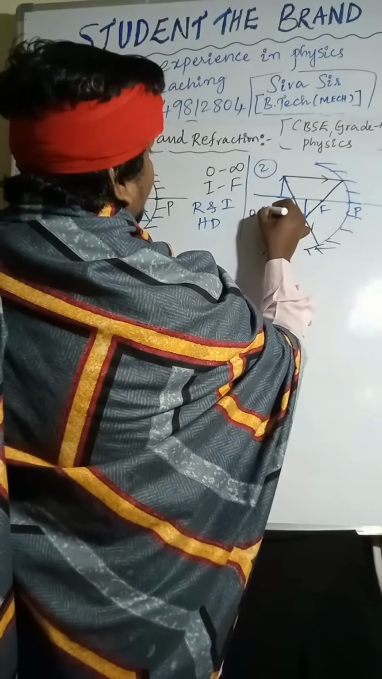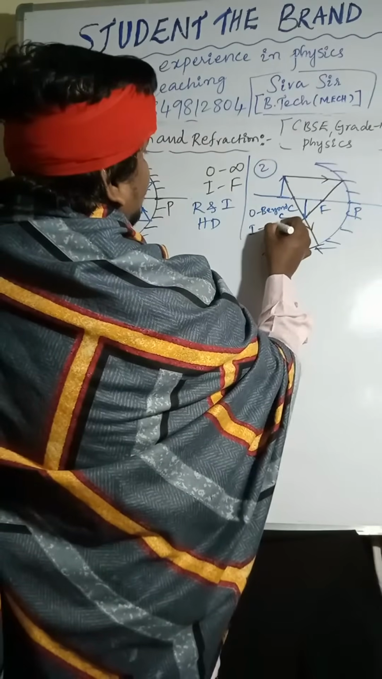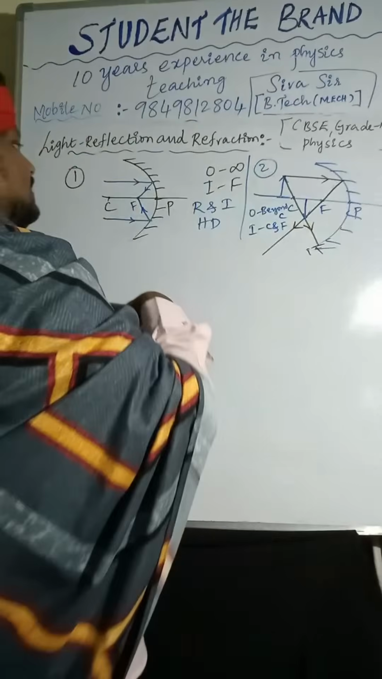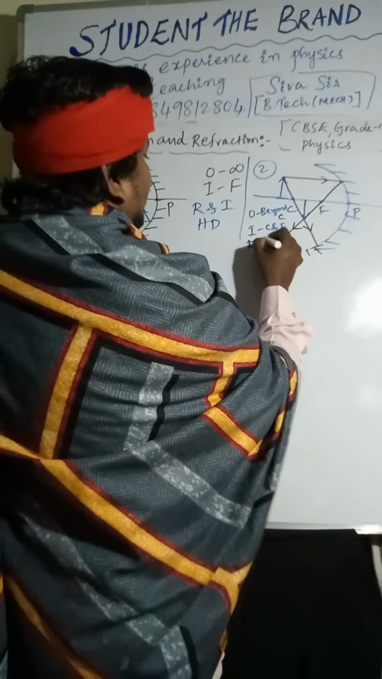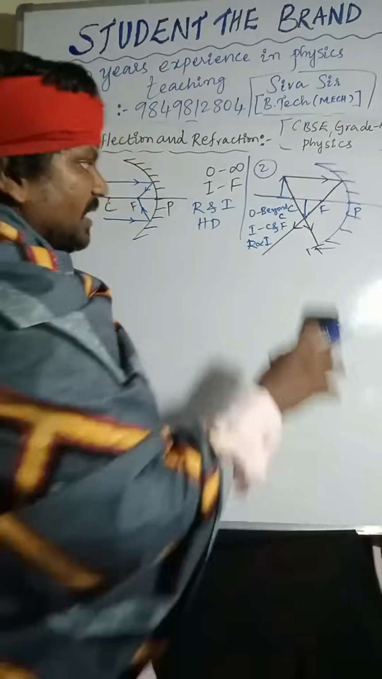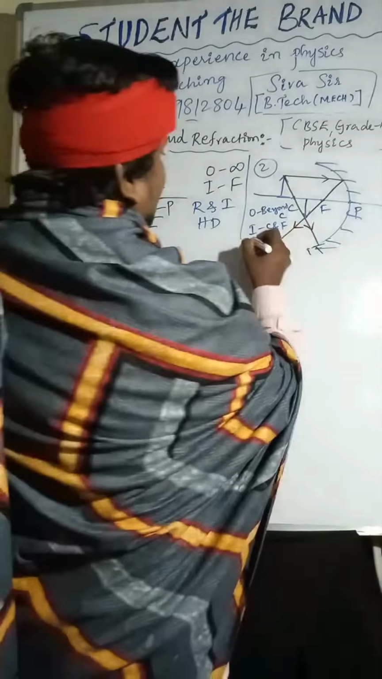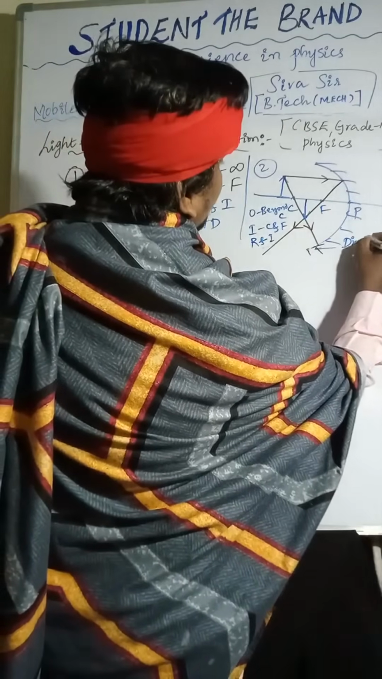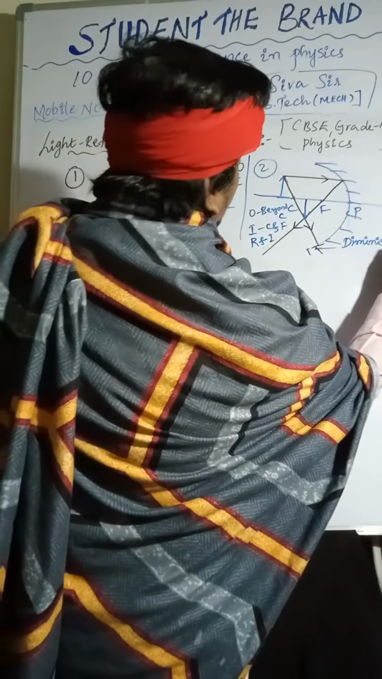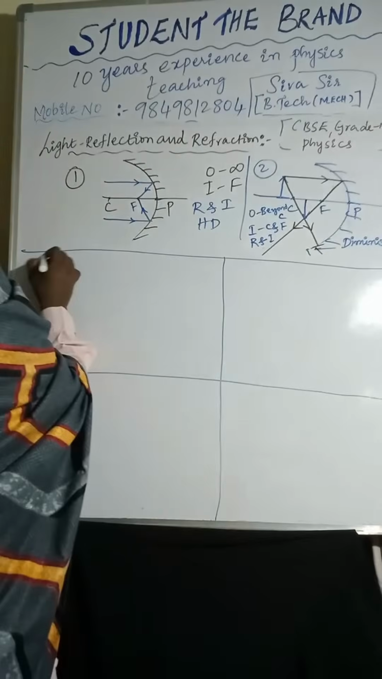Object is beyond C. Image will form between C and F. Nature of the image is real and inverted. Size of the image is diminished. Okay, coming to the second one. I'm taking second one. So third one.